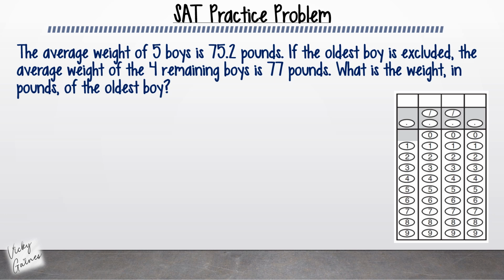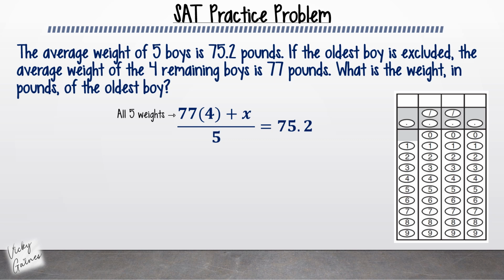SAT practice problem. The average weight of 5 boys is 75.2 pounds. If the oldest boy is excluded, so we don't know his weight, the average weight of the 4 remaining boys is 77 pounds. What is the weight in pounds of the oldest boy? So let's see. To get the total weight for the 4 boys, because they average 77, we can multiply 77 by 4, and then the X is the boy that's excluded, the oldest boy.